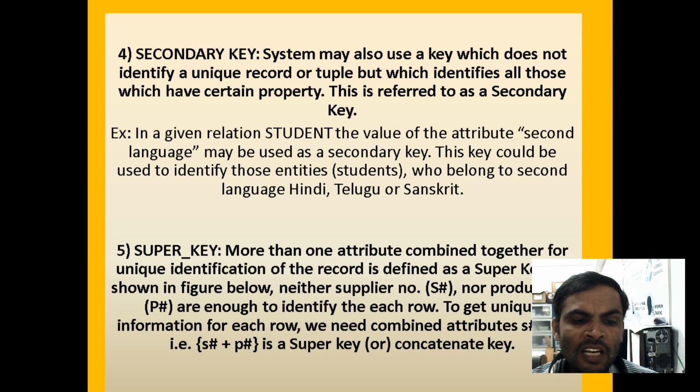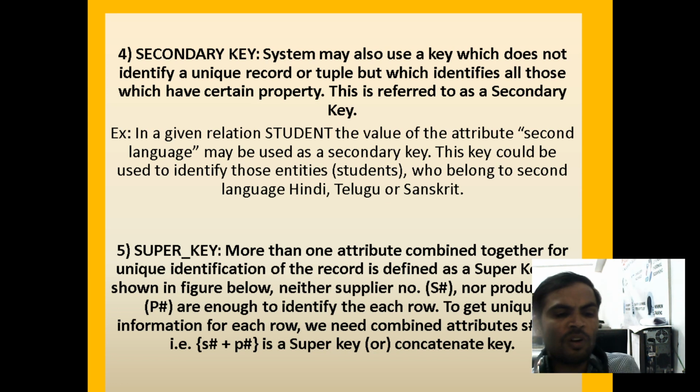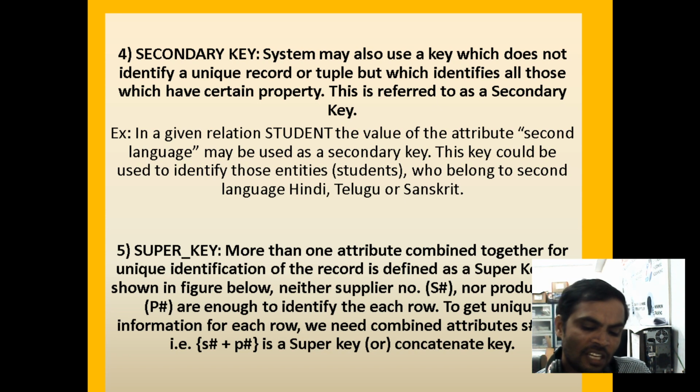If we show it in the figure, supply and product together are enough to identify the row. The uniqueness of each row is a combination of the attributes supply and product. Here supply plus product we call a super key, or concatenated key. Now these are the five keys available in your syllabus.